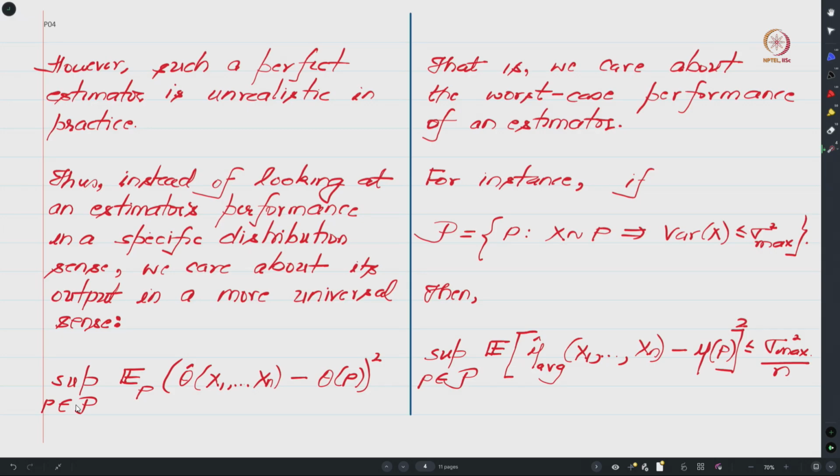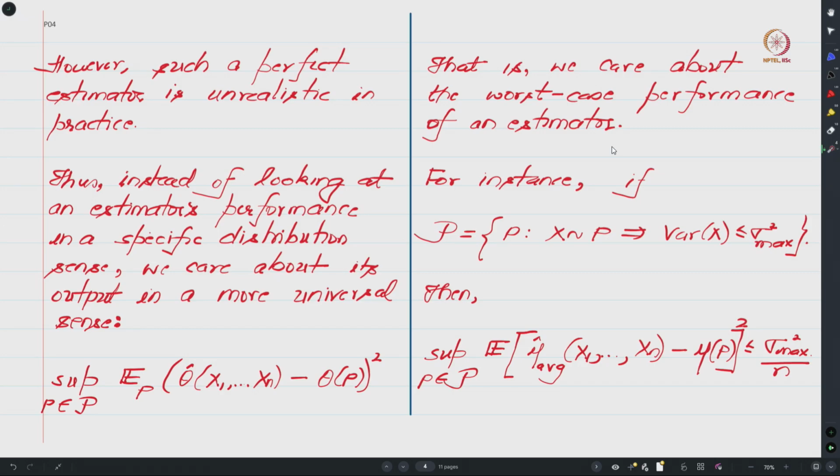Let me again repeat. Theta hat is one fixed rule, that is, one fixed estimator. For this estimator, we are going to look at the worst case error, and the worst here is over the choice of the unknown distribution p in this class of distributions calligraphic P. So that is what I have mentioned over here: to test or check the power of an estimator, we care about the worst case performance of this estimator.